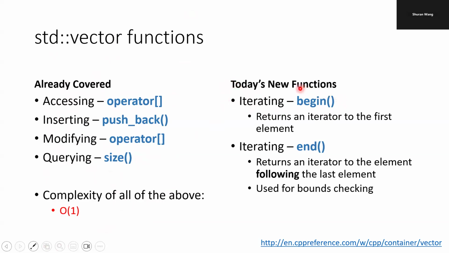The begin returns an iterator to the first element. The end returns an iterator to the element following the last element. So it points to a null element that's at the end. And this is used for bounds checking, for checking whether you're out of bounds.